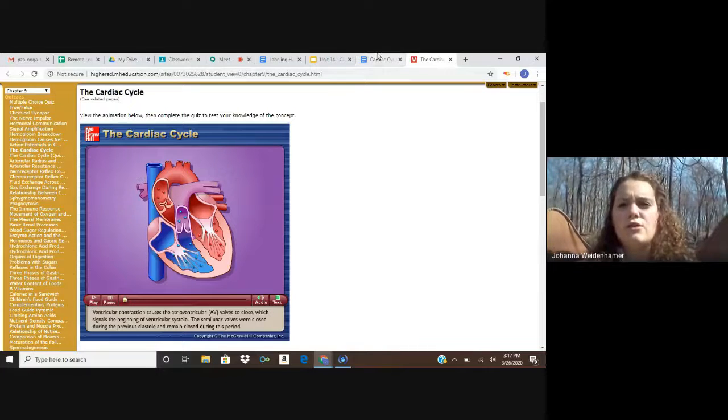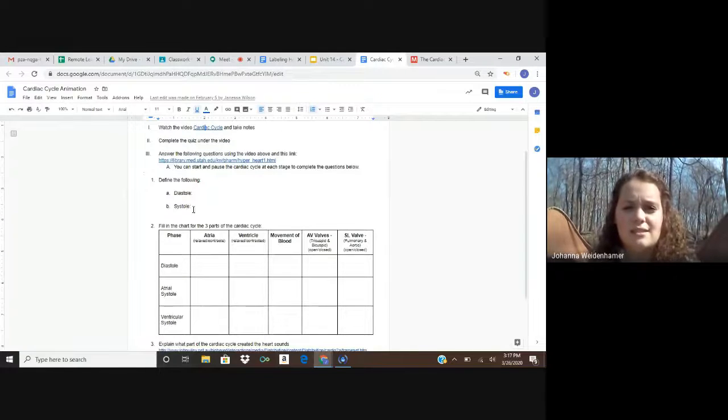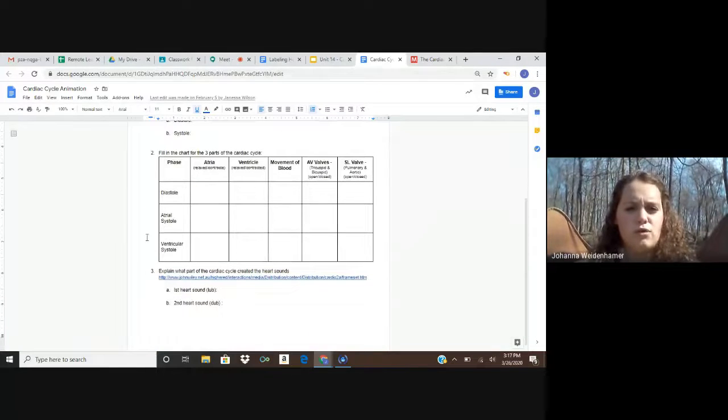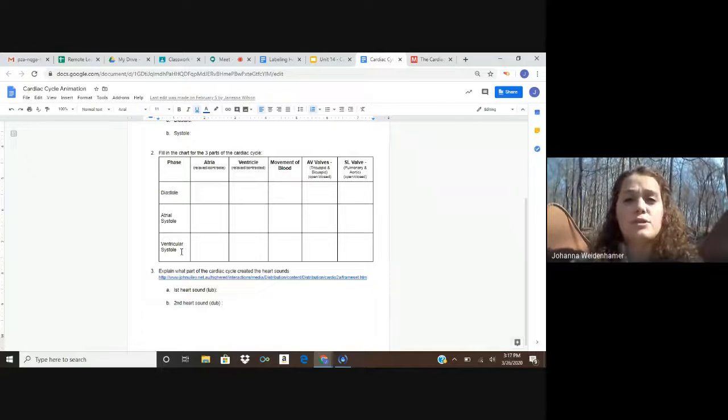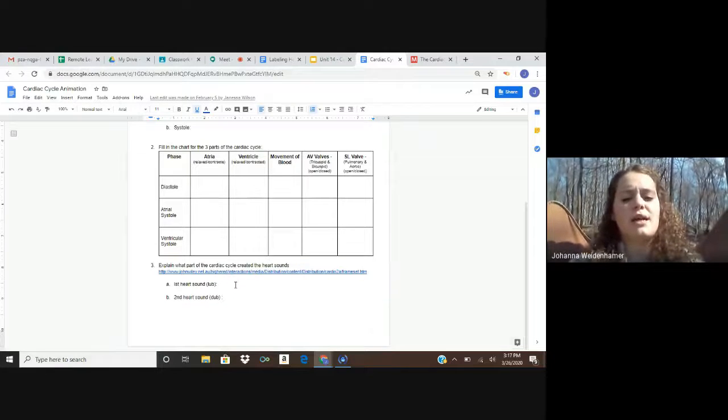So I want you to go in and use the links that are here, and you're going to be defining diastole and systole, and you're going to be going through this chart and table here, going through what's exactly happening in diastole and systole, using your notes and the videos as well. And then last but not least, number 3, you are going to use this link to answer what exactly is going on with the first heart sound and what exactly is going on with the second heart sound being made by the valves.